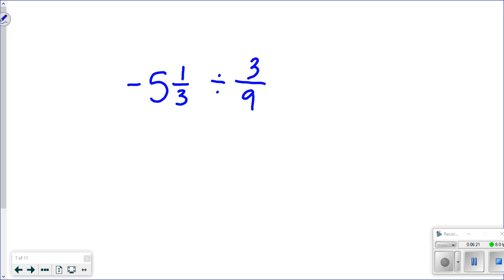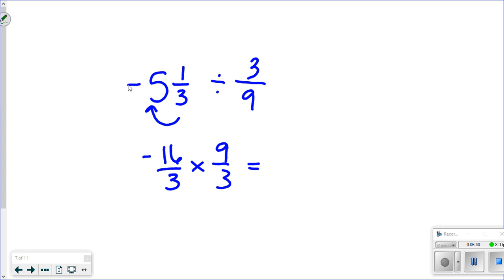Okay, so I'm going to start. 3 times 5, 15, to be negative 16 over 3 times, well, I don't have this as a mixed number, so I'm just going to go ahead and flip right away. It'd be 9 over 3. Notice I only had to change one of them. It was the first one I had to change.